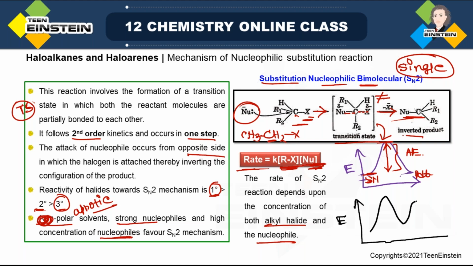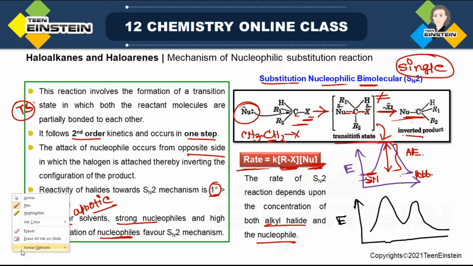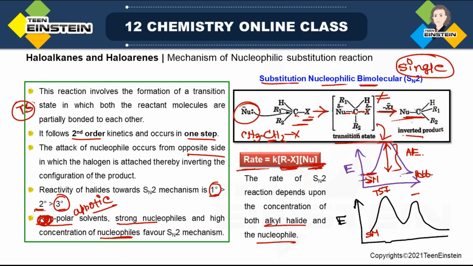So this is the nature of the graph. Now let me write all these positions. This is starting material. This is TS1, that means transition state 1. This is transition state 2. This is product. And what is the position? This is actually the intermediate.